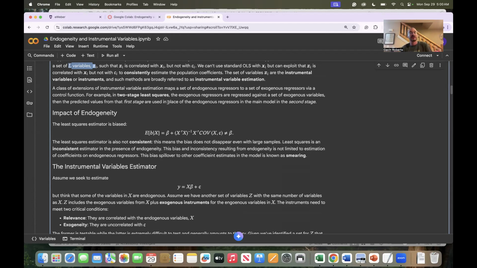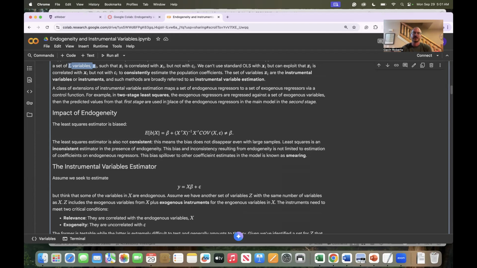Zebras eat grass. When there's more grass, there's more zebras. But then when there's more zebras, there's more lions. And where there's more zebras, lions hunt more. And then there's less grass because the lions are helping tamp down the zebra population. Those types of things are going to lead to biased estimates of the fundamental parameters in that system.